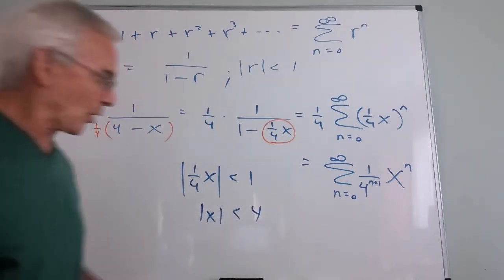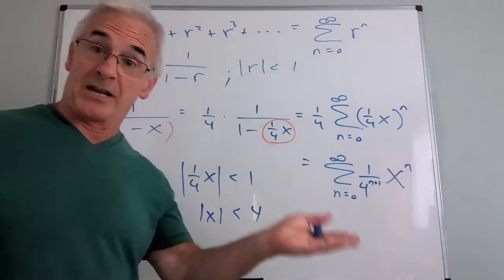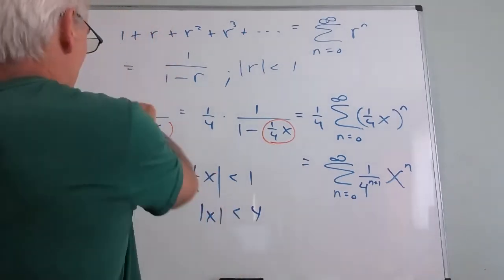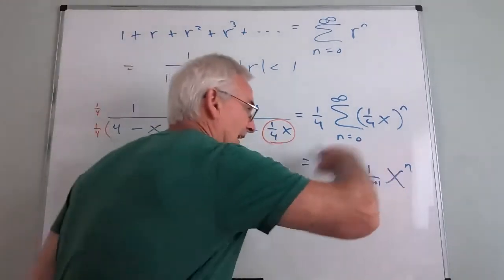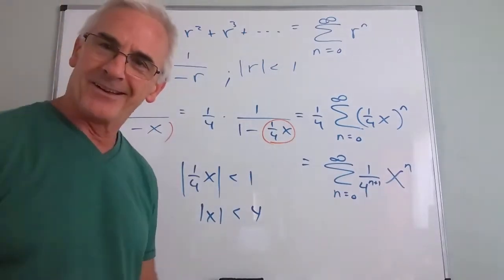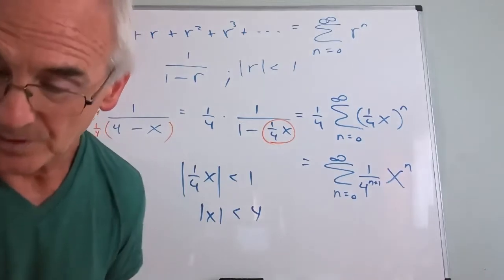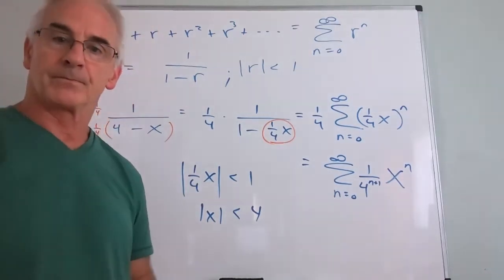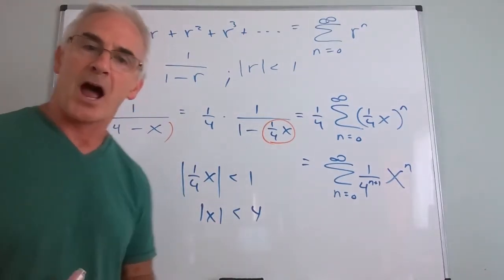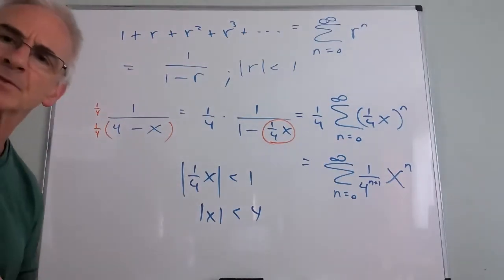So for all real numbers between -4 and 4, that quotient is equal to that sum. Isn't that crazy? Now, I want the radius of convergence.